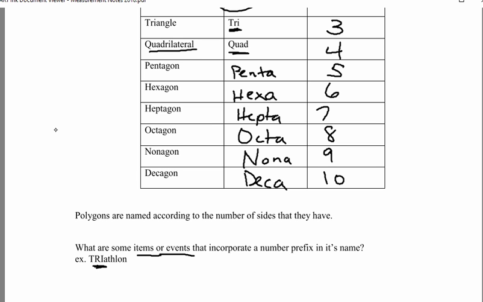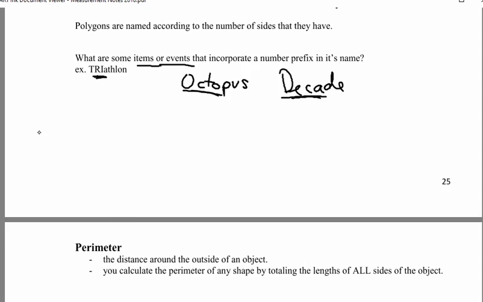A triathlon. There's 3 events in a triathlon. Swim, bike, and run. That's why it's a triathlon. Octopus. Octo, 8. An octopus has 8 legs. A decade. Decade has deca in it. A decade has 10 years. Deca meaning 10. So just a bit of information you're going to have to call upon.